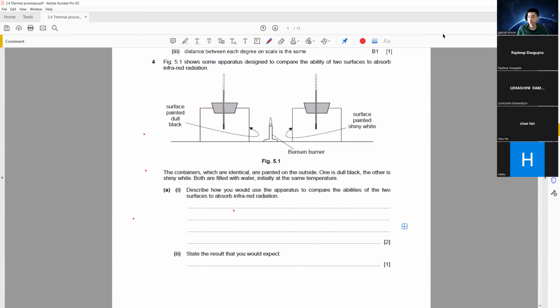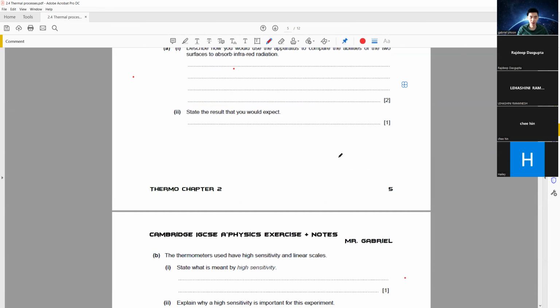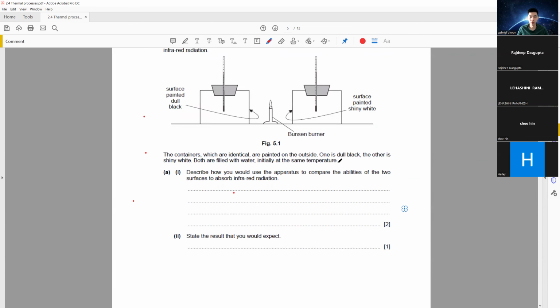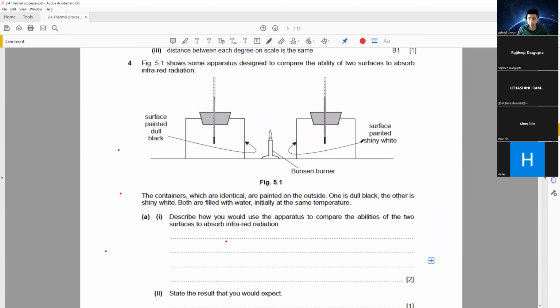Okay, everyone. I think you had sufficient time to read the question and attempt the questions. Let's go through it together. Then after that, maybe you can do the next one on your own. Everyone, please pay attention. If you look at the first question here, figure 5.1 shows some apparatus designed to compare the ability of two surfaces to absorb infrared radiation.